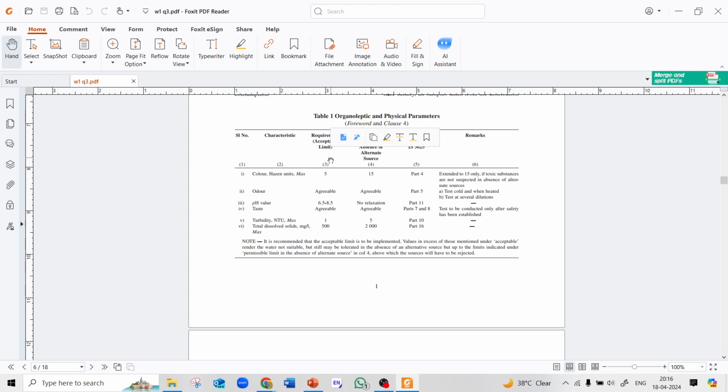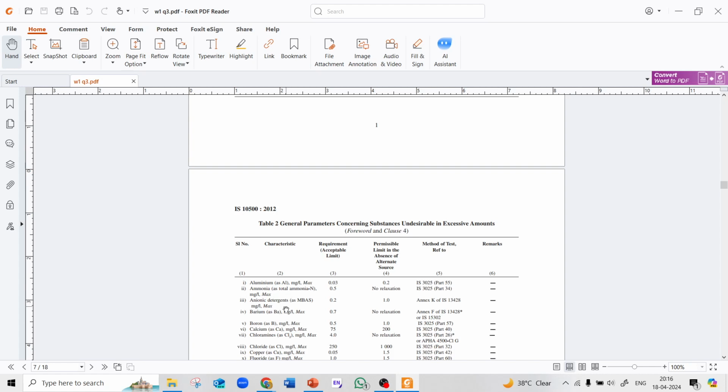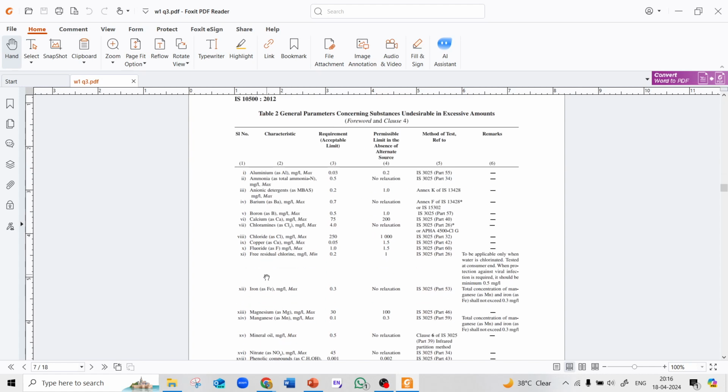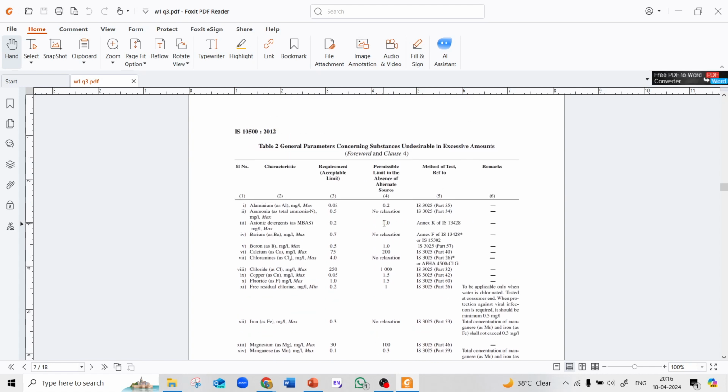I hope you are clear about what the required limit is and what the permissible limit is. In a single statement we can say that in no case should your drinking water cross the permissible limit. Whatever limit is written here, that water should be within that limit. Any parameter, say pH, turbidity, TDS, or any element present in your water, should be within this permissible limit.